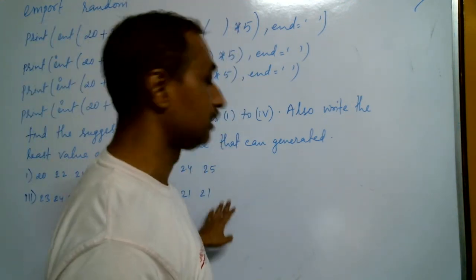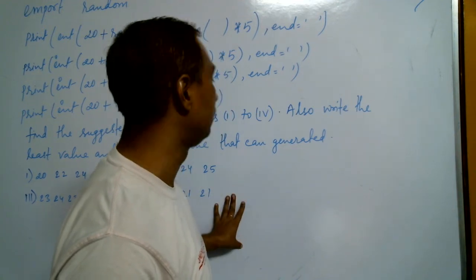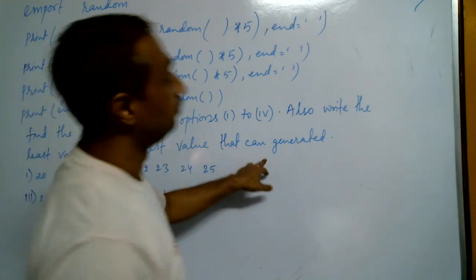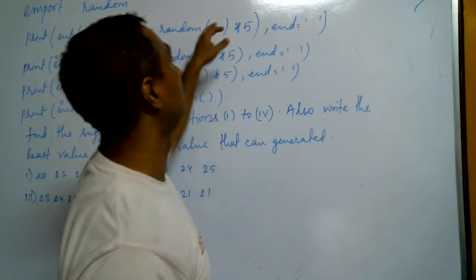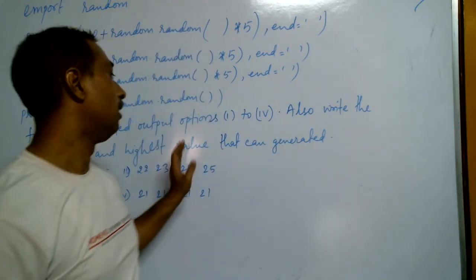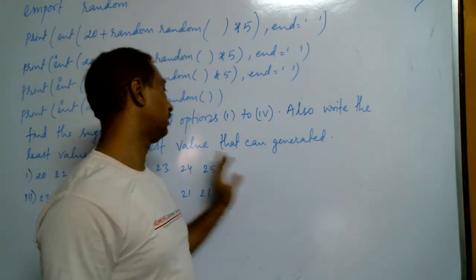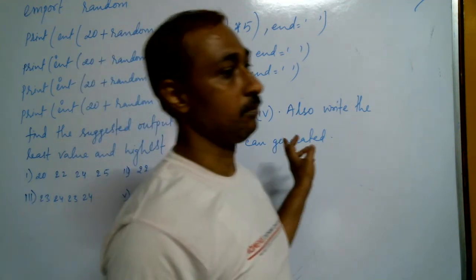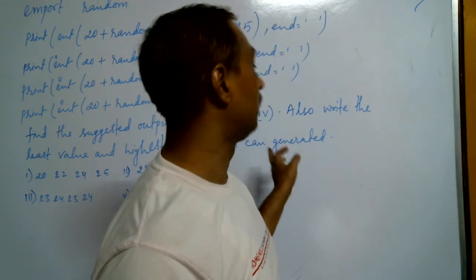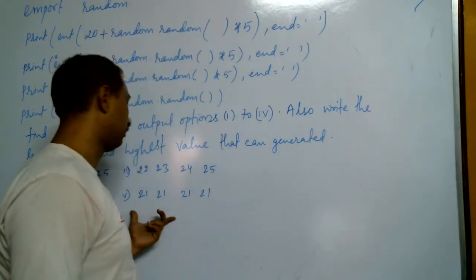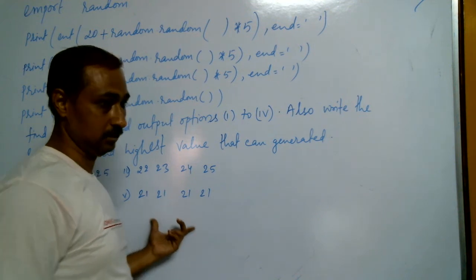So explanation is required, a little bit of explanation is required. And the minimum value and maximum value generated by this function, you always have to mention, because there is separate marking on this: least value and highest value. 1 mark is assigned to this one and the remaining 2 marks are assigned to the explanation and finding the answer.